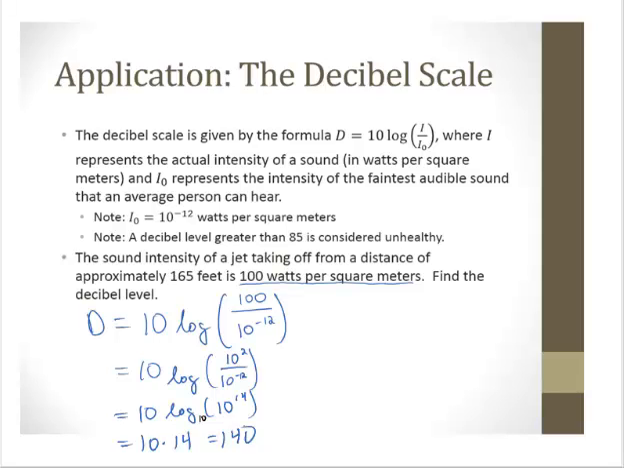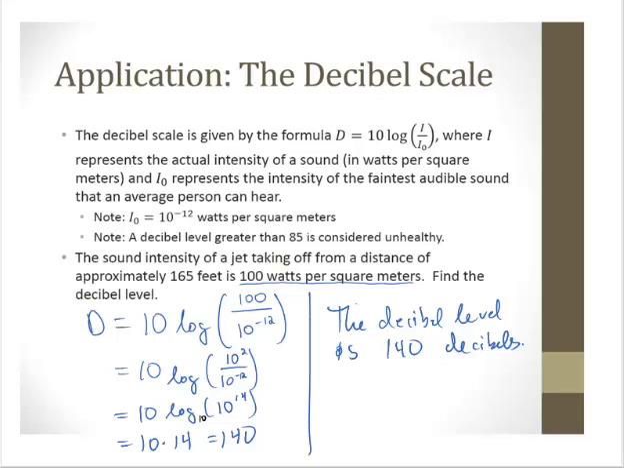So it shouldn't seem surprising that if you're not too far away from a jet engine, it's pretty loud. All right. So the decibel level is 140 decibels, which would be considered unhealthy. And that's why people who work near jet engines often wear earmuffs, right, so that they don't damage their ears.